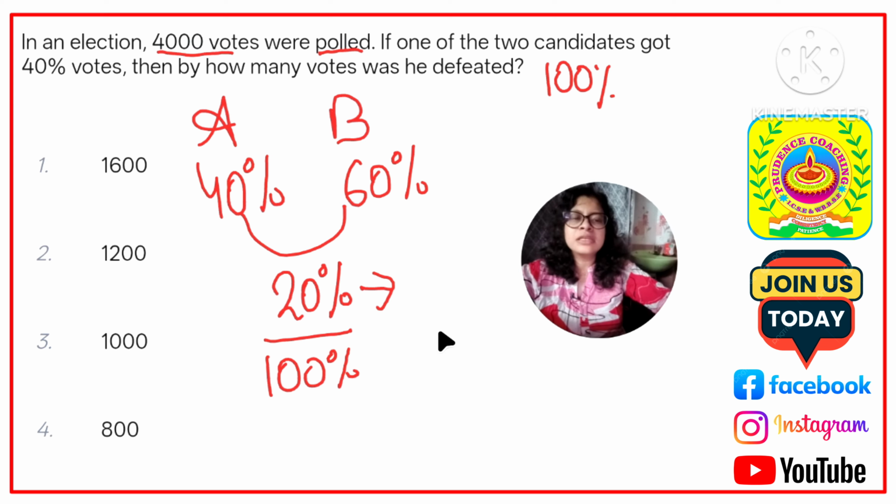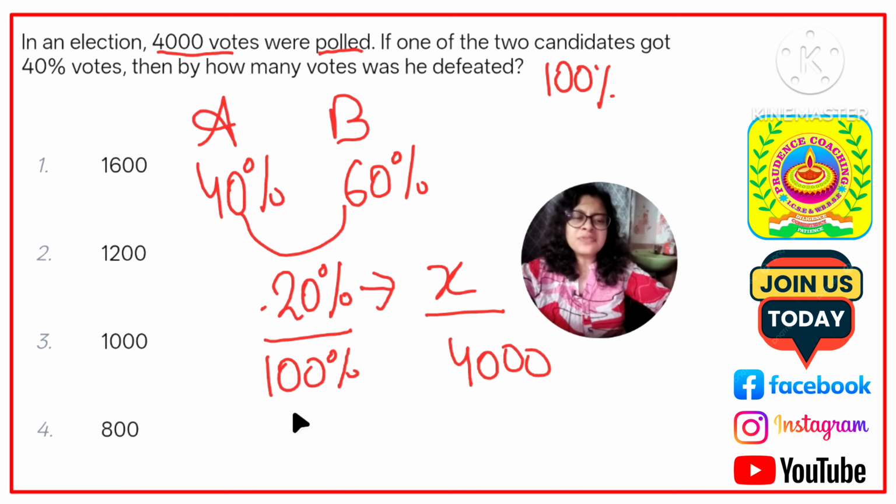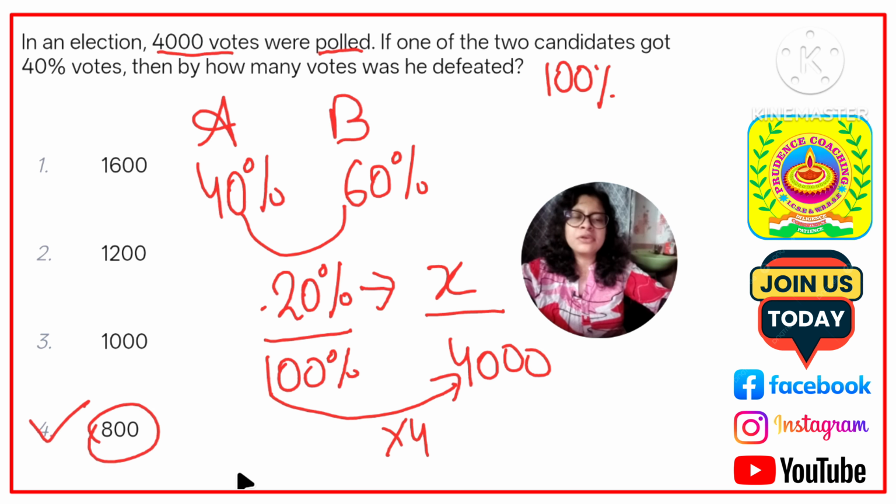That is 100% is representing what? 4,000, and you need the value of 20%, that is X number of votes. And to calculate this faster, you can just avoid the calculation of zeros. That is 1 is becoming what? 4, that means into 4. So 2 will become 2 into 4, that is 8. So 8 you are getting in option number 4. So this will be your correct answer.